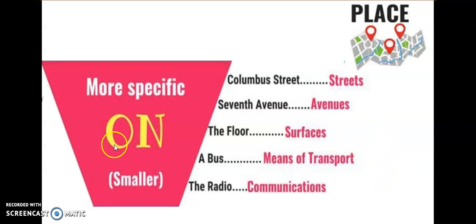Here we have on. As we saw before, this is to talk about more specific things. These are used to talk about streets. On Columbus Street. Avenues. On 7th Avenue. Surfaces. On the floor. Also, these are very useful to talk about the floors of a building. On the first floor, on the second floor. I live on the 10th floor.